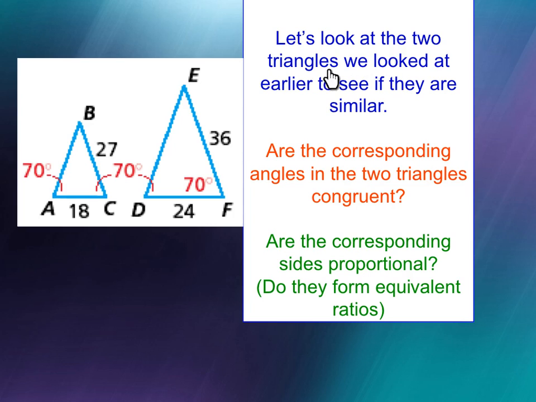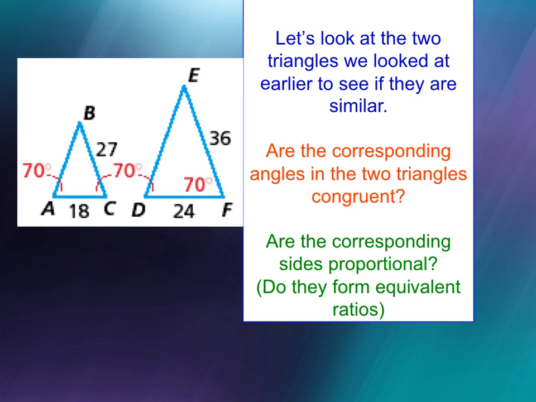Let's look at the two triangles we looked at earlier to see if they are similar. So here is the picture of them again. Are the corresponding angles in the two triangles congruent? So is angle A congruent to angle D? Yes, both 70 degrees. And is angle C congruent to angle F? Yes, 70 degrees. And since the base angles are the same, we can conclude that these are two isosceles triangles.